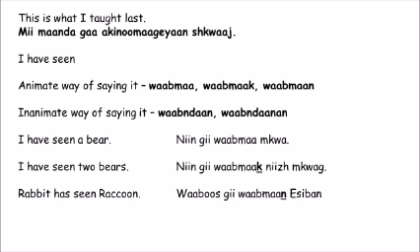Now, if you're talking about someone that has seen someone or something alive, you have to put an N at the end of waabmaa. So it makes the sound waabmaan. Rabbit has seen raccoon. Waabus gi waabmaan esaban. So if you're talking about someone that has seen someone, you have to put an N at the end of waabmaa, which makes the sound waabmaan.